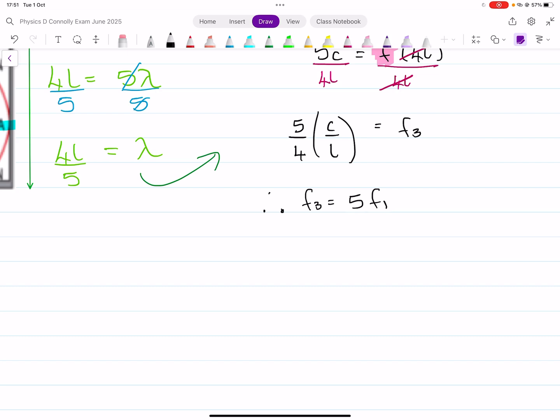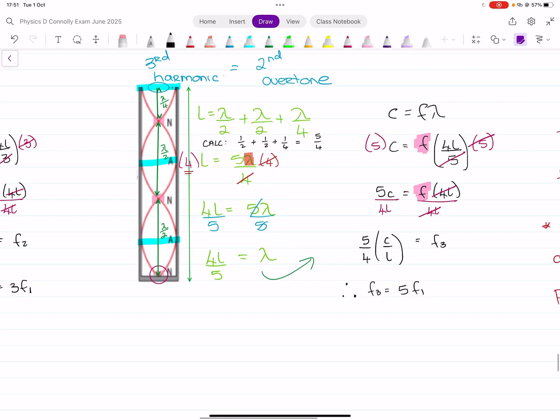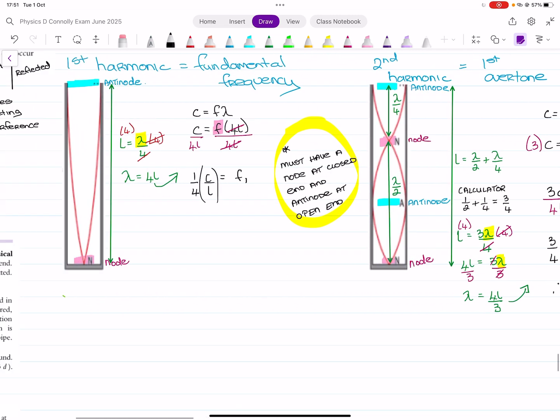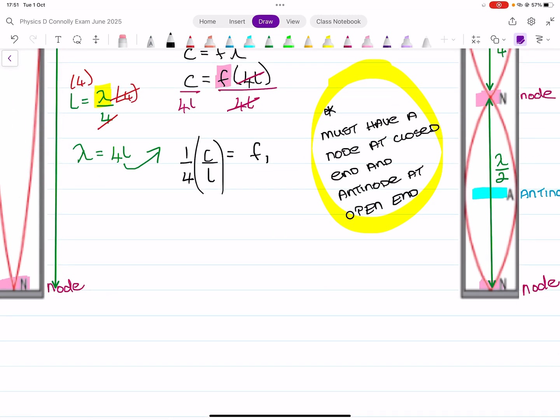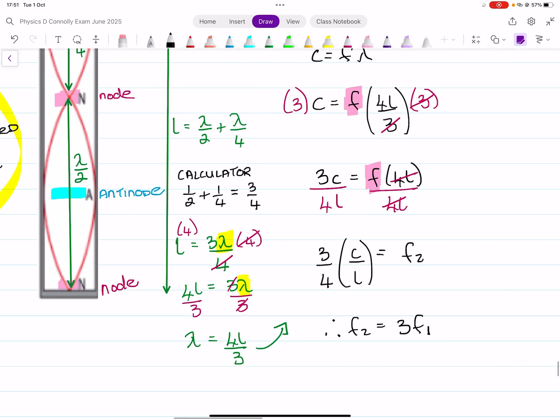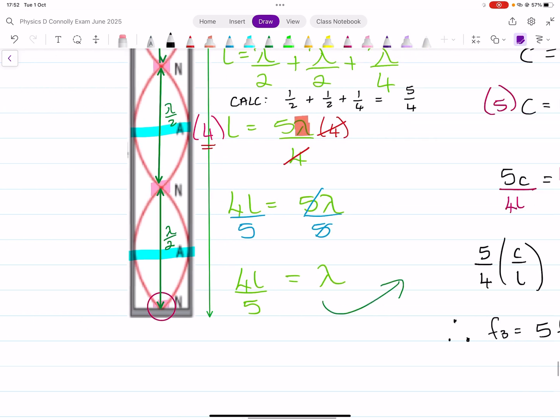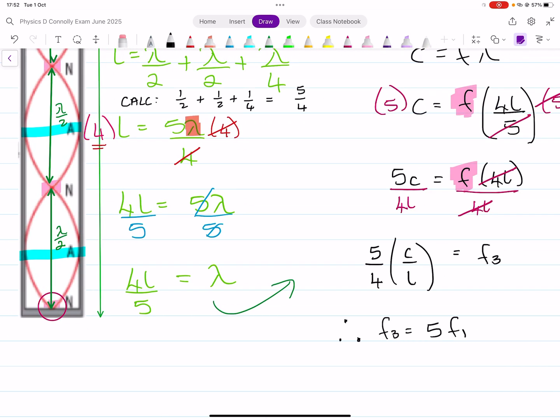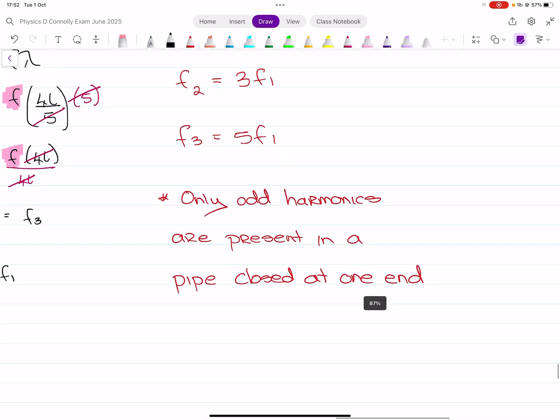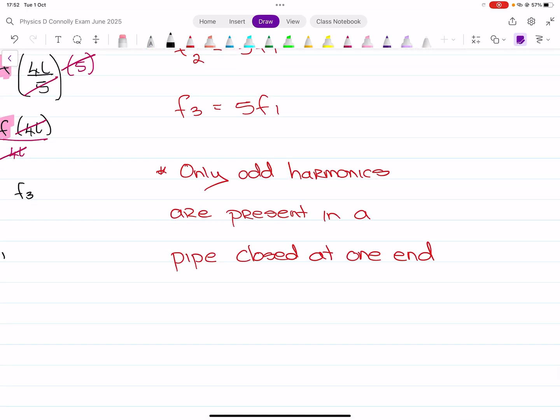Yeah? Okay, so I've proven something here. I've proven that the first harmonic is 1/4 of whatever C over L is. I've then proven that the second harmonic is 3 times that. And then the third harmonic is 5 times that. Okay? So what I have proven is that only odd harmonics are present in a pipe closed at one end.